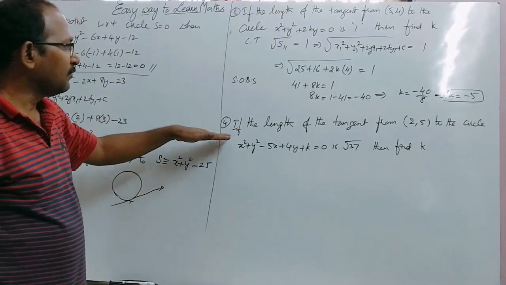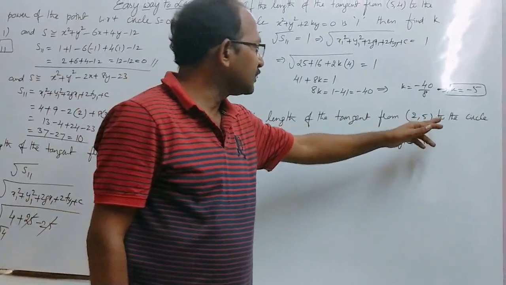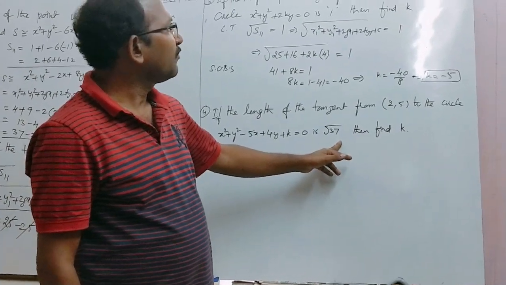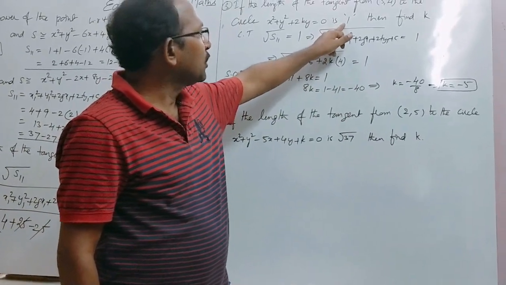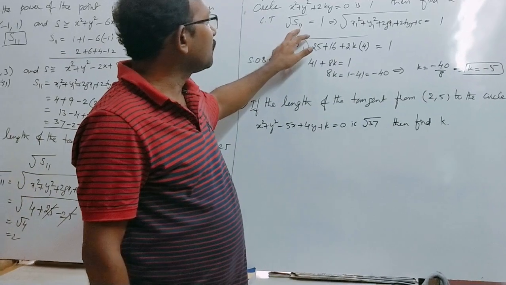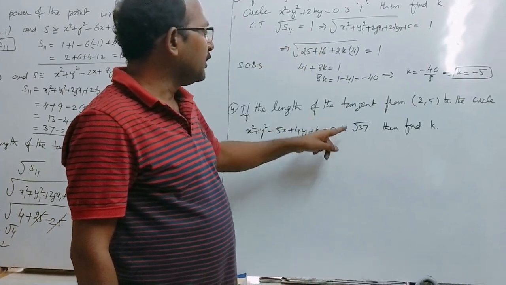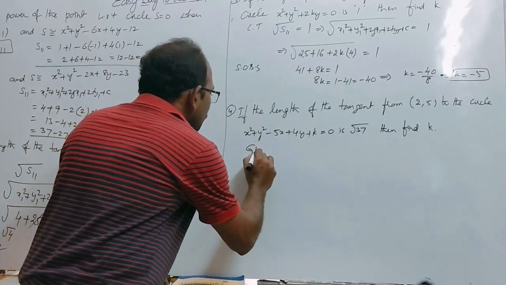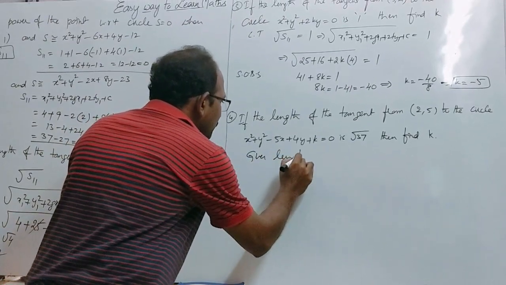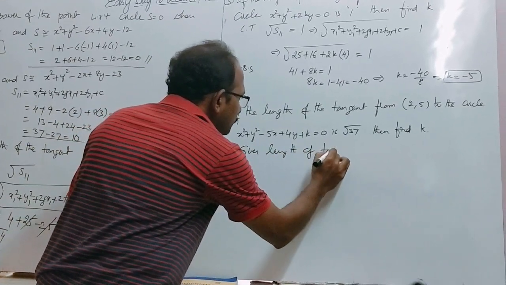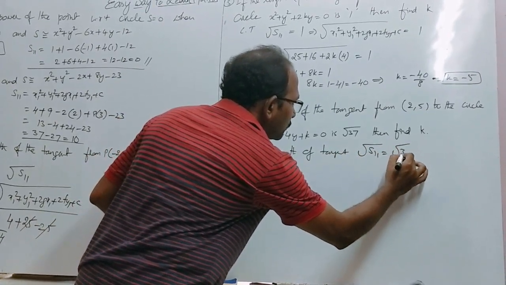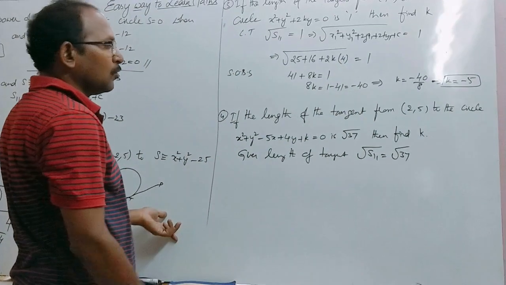Same problem here also. Here, if the length of the tangent from (2, 5) to the circle S is equal to 0, it is root 37. Here in the previous problem the length of the tangent was given as 1, so we compared the value of root S11 with 1. Here it is given as root 37. Therefore, the given length of tangent root S11 is equal to root 37.